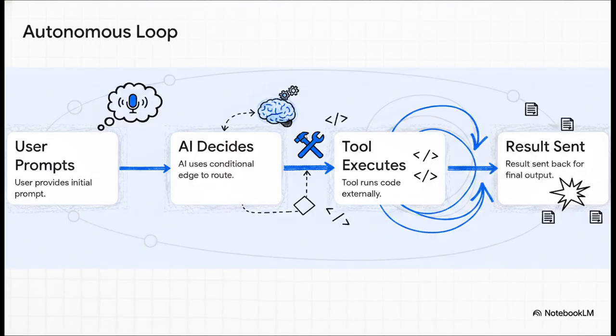And this brilliantly illustrates how an autonomous, cyclic workflow operates. Just look at this flow. The user fires off a prompt. The AI instantly realizes it needs outside data, so it triggers a conditional edge to call a tool. The tool executes its code, and rather than just stopping there, it fires the result right back to the AI. The AI evaluates that brand new tool message on the fly, decides if it needs to dig deeper with another tool, or if it's finally ready to synthesize a beautiful, final output for the user. It is a continuous, highly intelligent loop.